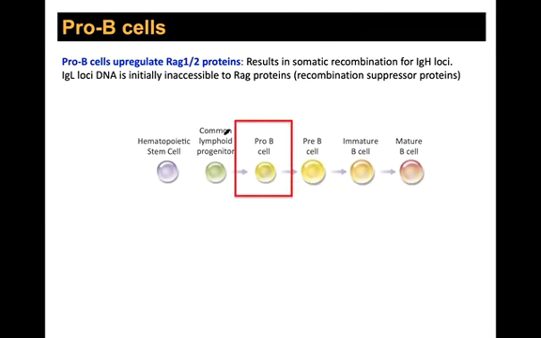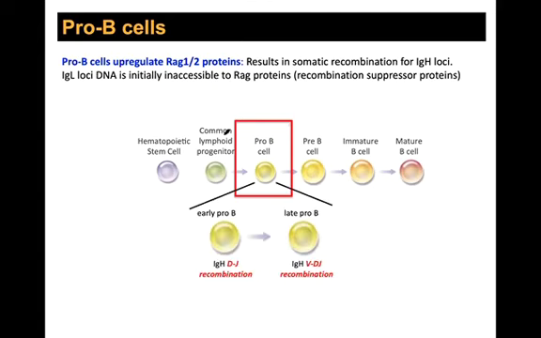Now the first step is the pro-B cell. Okay, and so pro-B cells are going to upregulate RAG1 and 2 proteins. Which loci is it going to rearrange? Which one goes first? Heavy? Right, so it's going to do the heavy chain. But remember, there's 2 steps. Okay, so we divide the pro-B stage into two different versions, the early pro-B and the late pro-B.